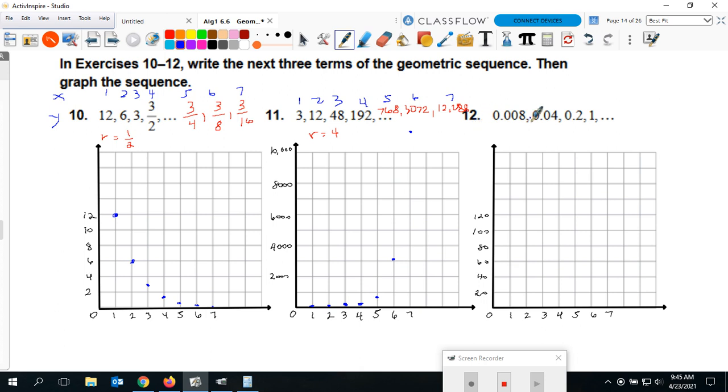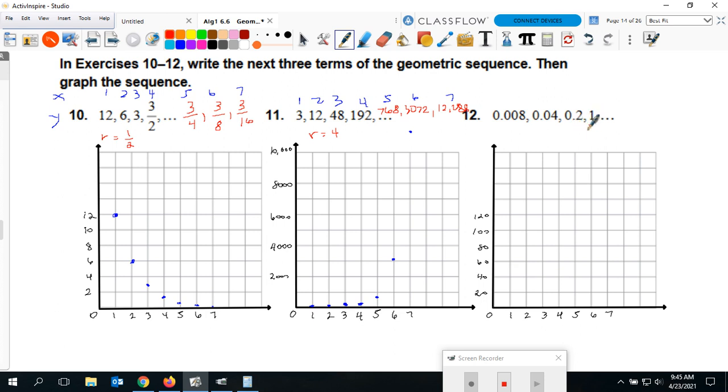Okay, for our next one here, this one might be a little harder to find that common ratio number, but you can see how it is. Maybe from here we're getting bigger. We are getting bigger. You can see 0.2 to 1. So what would we multiply 0.2 by to get 1?